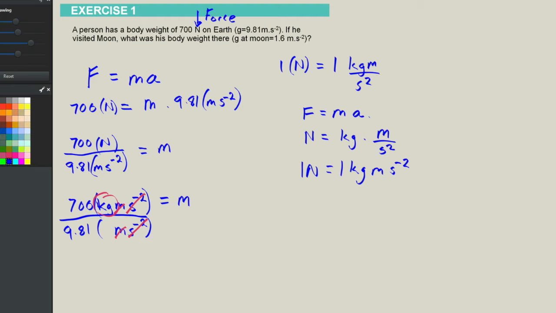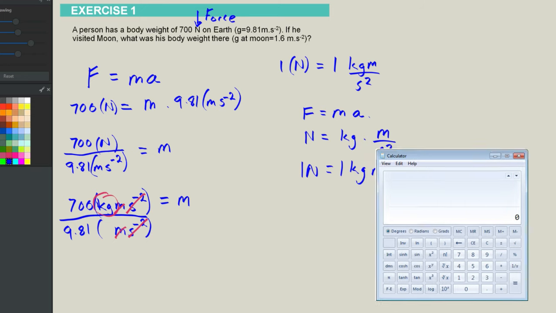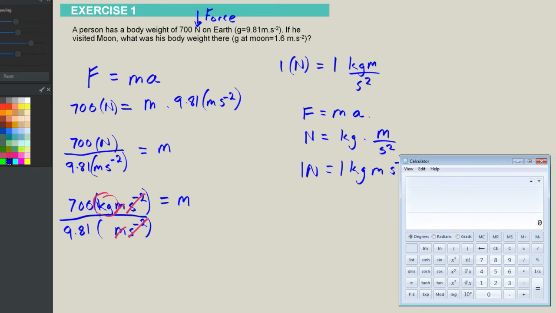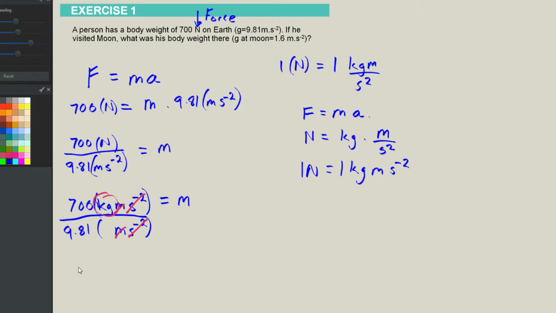For our calculation here, let's see. Oh, my calculator's on the other screen. Very easily we'll have 700 divided by 9.81, and that gives us an answer of 71.35. 71.35 kilograms is their mass.